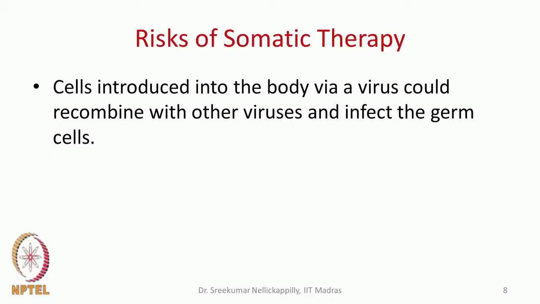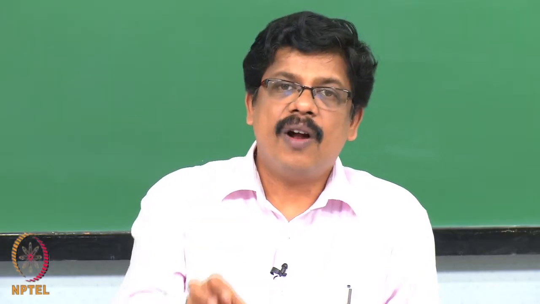Now, when we concentrate on risk as far as somatic therapy is concerned, the cells are introduced into the body via a virus, which I have already mentioned. A vector is needed, and quite often a virus is injected with the gene. And there is a possibility that this virus could recombine with other viruses and infect the germ cells. So, there is a possibility that it might not have the desired consequences, or it might bring more than what is desired, sometimes even unexpected adverse consequences. So, in that way there are certain uncertainties which are yet to be solved.